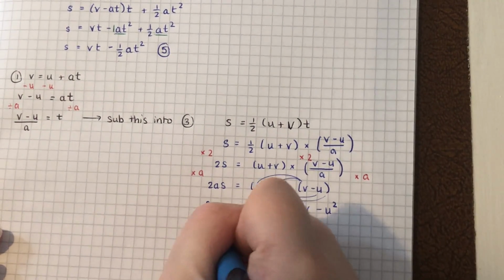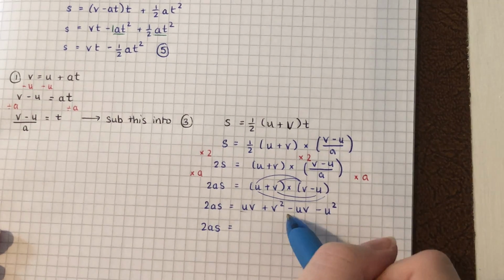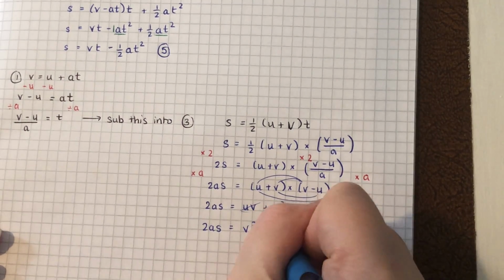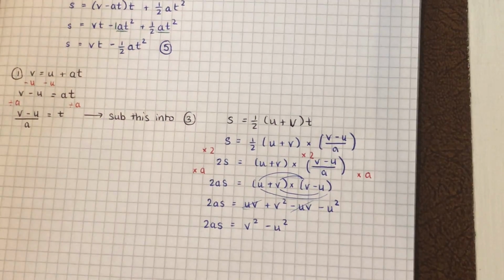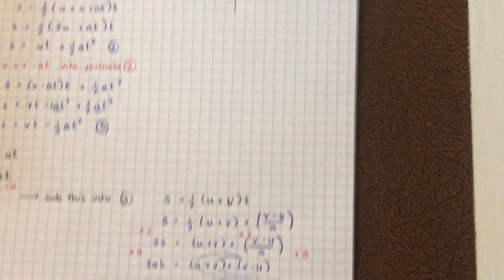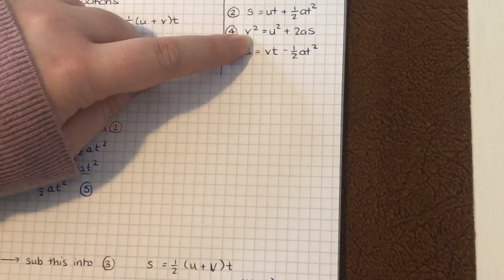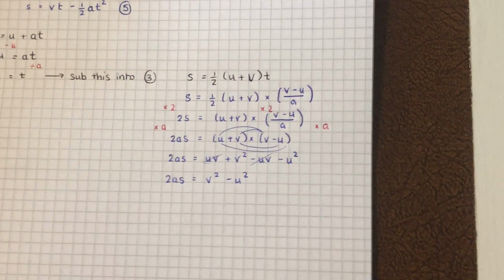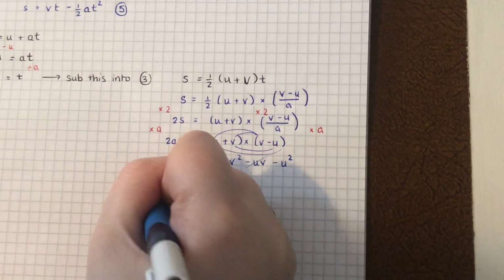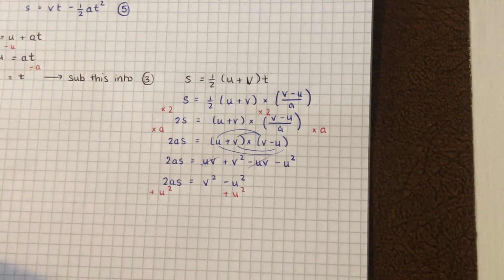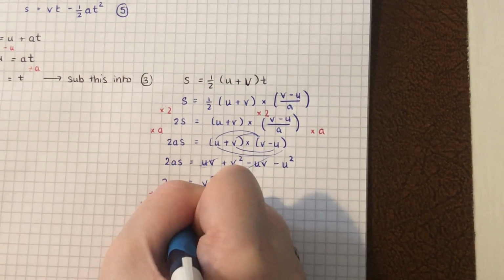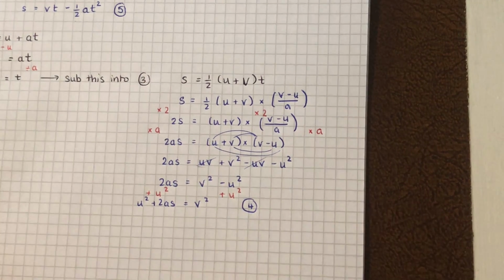And then we can simplify that. The uvs, we've got one uv, take away another uv, so they're going to cancel. So we're just left with v squared minus u squared. But we need to make it the way they want it, so I'm just going to go back to the top for a moment. They want it so the v squared is the subject. At the moment it's not, but I can easily do that by adding u squared onto both sides. Which means that then v squared is equal to u squared plus 2as, which is the fourth equation that we needed to derive.